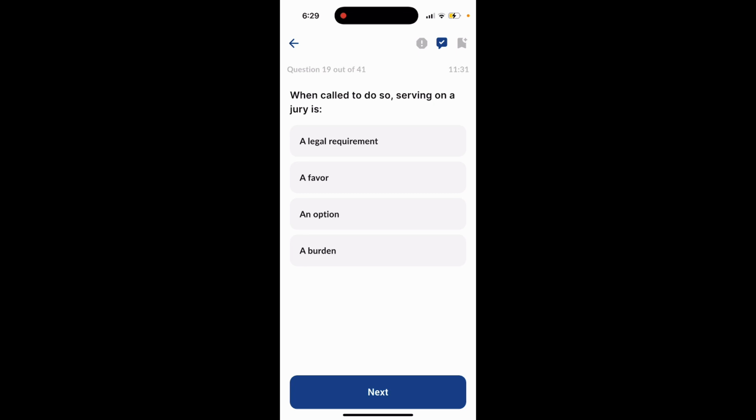Question 19. When called to do so, serving on a jury is a legal requirement, a favor, an option, a burden. The answer is option A, a legal requirement.